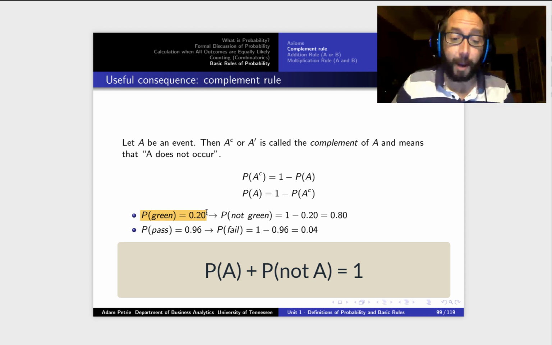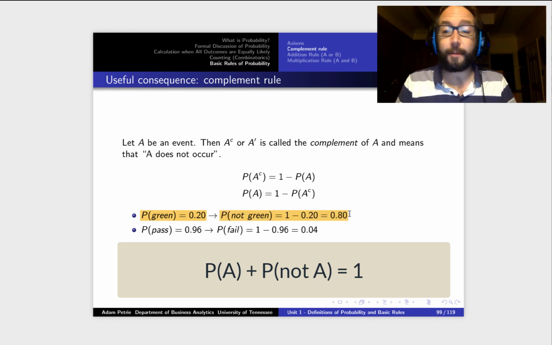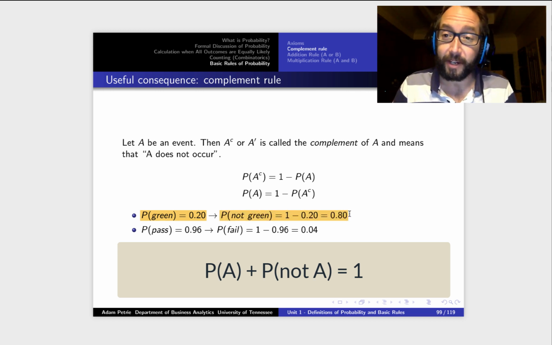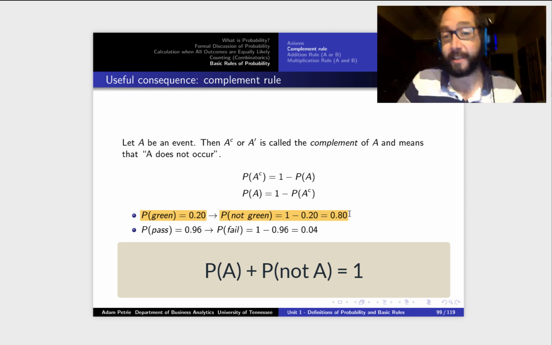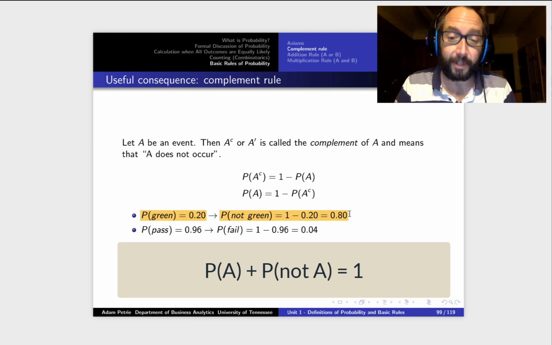Basically, it says the probability that an event does not occur is just 1 minus the probability that it does occur. So the probability that it is not going to be green is going to be 80% if the probability of it being green is 20%. Something's got to happen, either it is or it isn't, so those two probabilities are always going to be adding up to 100%.